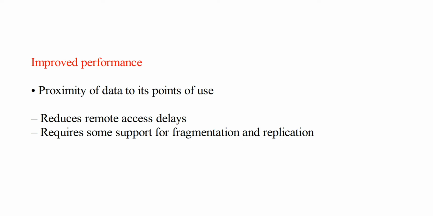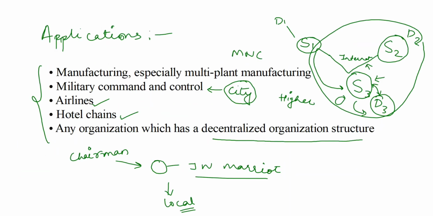Proximity of data to its points of use reduces remote access delays, and requires some support for fragmentation and replication. Just like I took the example of hotel chains, JW Marriott, in the previous slide, these sites have their databases stored locally, so they access them frequently and will not put load on the network which the organization has, because the data is stored in close proximity to them. This is what this point means.